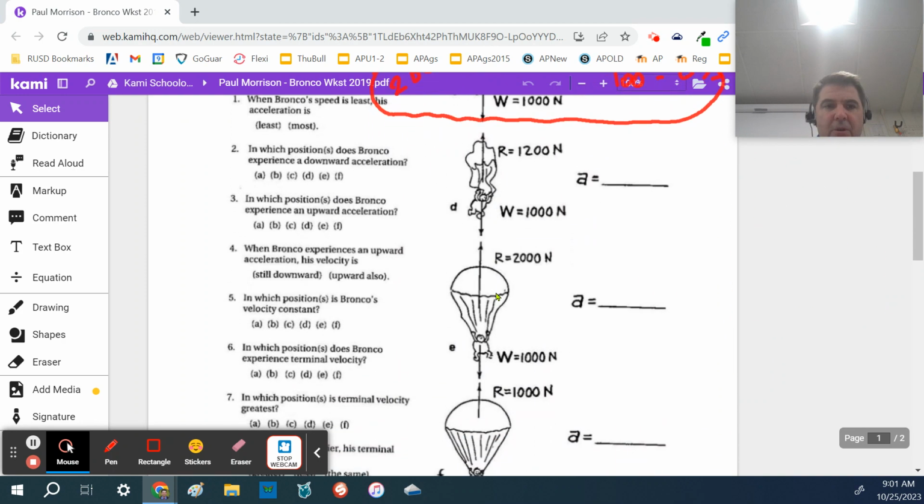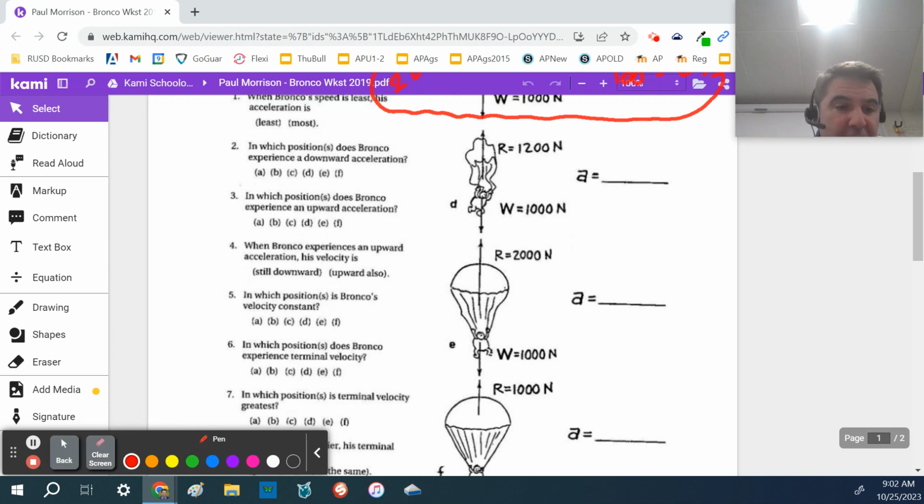Okay, so now as we continue on down the page, I'll choose a different color for this one.